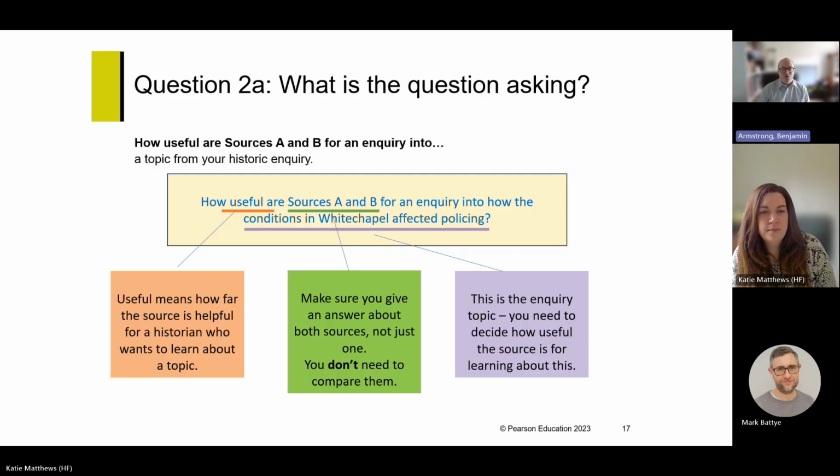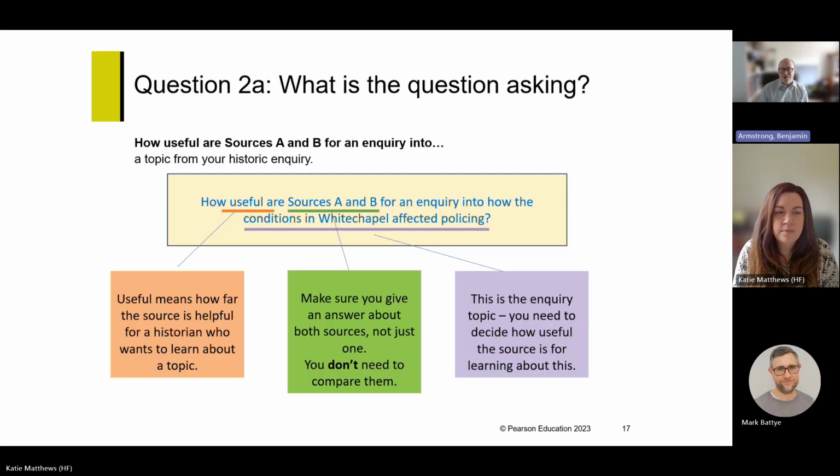So it says, how useful are sources A and B for an inquiry into how the conditions in Whitechapel affected policing? So the first key bit of this question is, how useful? Useful means, how far are the sources helpful for a historian who wants to learn about the topic? Or in other words, we could say, if a historian wanted to learn about conditions in Whitechapel and how they affected policing, how useful would these 2 sources be for that investigation? Then it points out which sources we need, sources A and B.